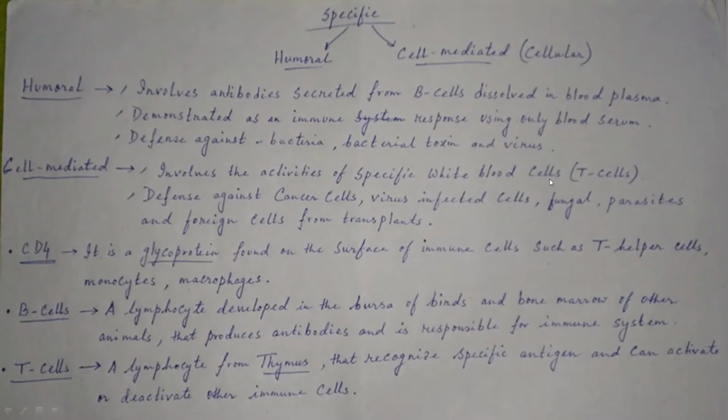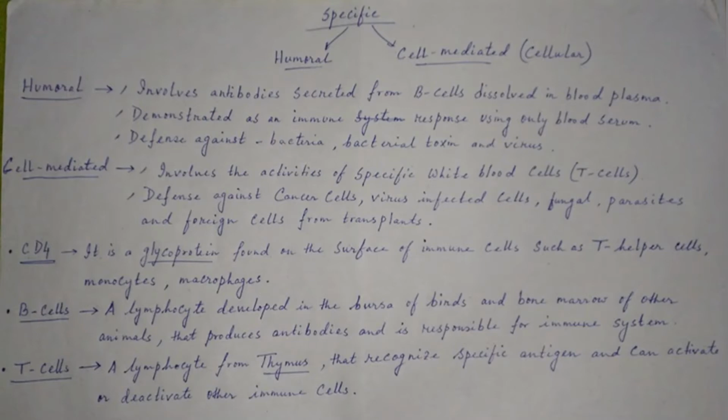Now, cellular, it involves the activities of specific white blood cells. That is only the activity of specific T cells. Defense against cancer cells, virus infected cells, fungal, parasites, and foreign cells from transplants. So they are also defensive against fungal cells, parasitic cells, and foreign cells from any kind of transplants.